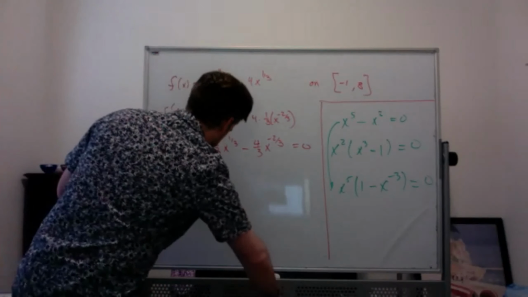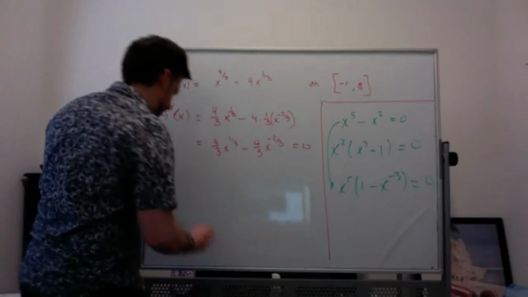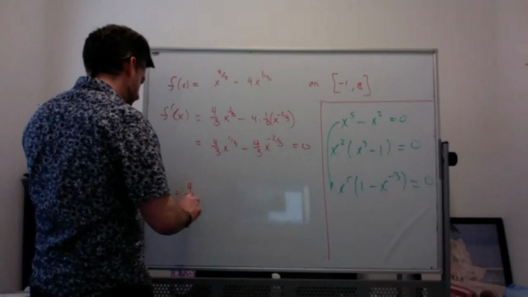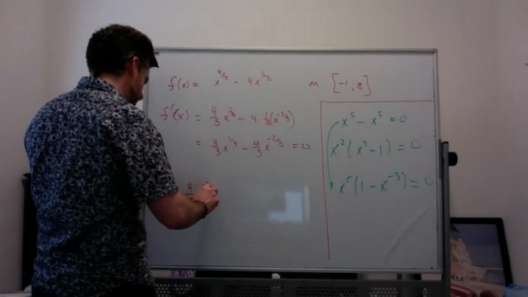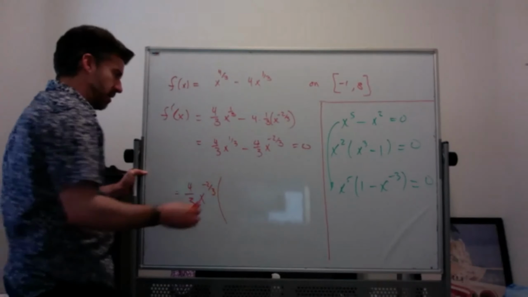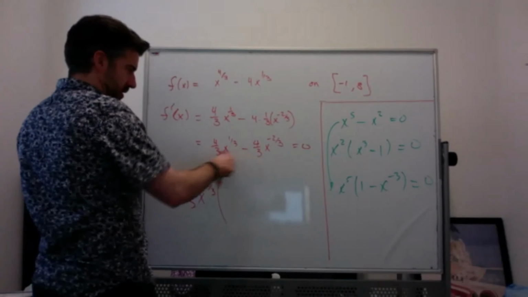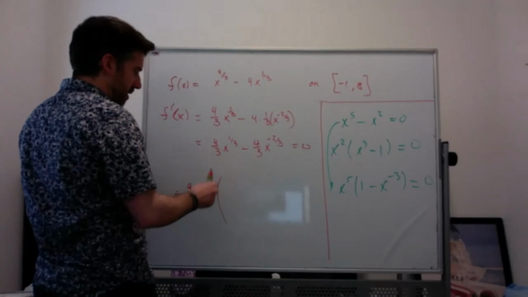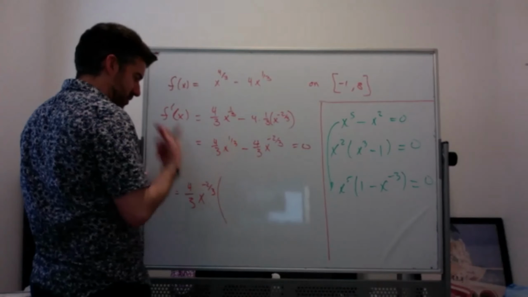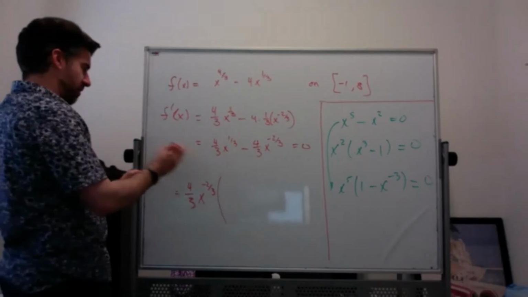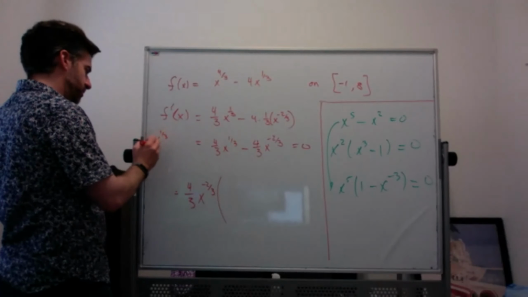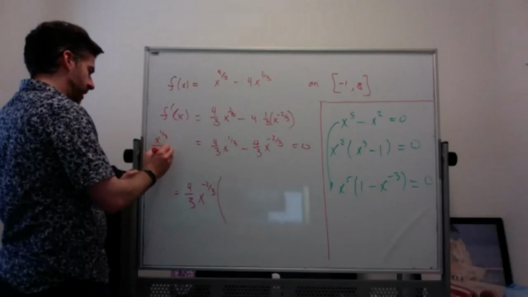So I've got 4/3 times x to the negative 2/3. And then I'm left with, well, I can't factor out the 4/3, so it's still 1. And then x to the 1/3 divided by x to the negative 2/3. I'm dividing out the x to the negative 2/3.